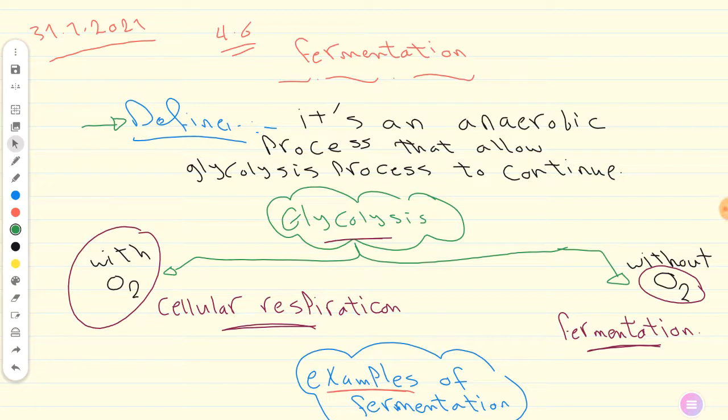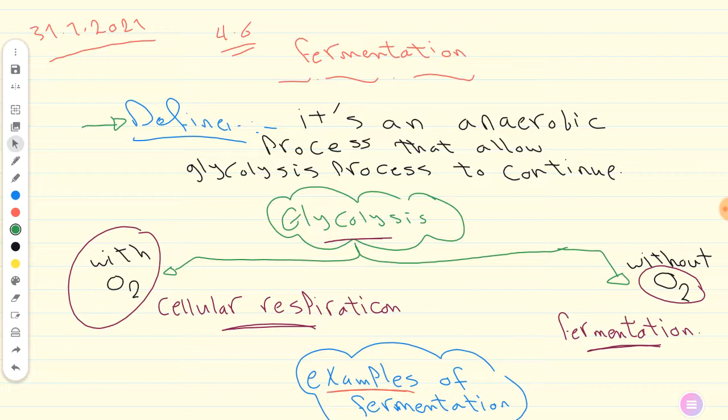Today in this video we will complete talking about section 4.6, which is fermentation. Firstly, what's the meaning of fermentation? Fermentation is an anaerobic process, which means it doesn't require oxygen. This process allows the glycolysis process to continue.